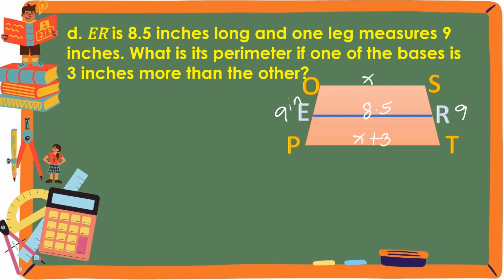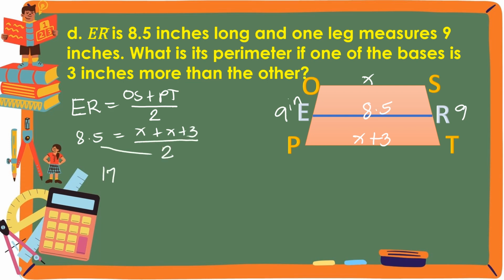So, if we're going to solve this one, hanapin muna natin ulit yung sa formula natin ng ating mid-segment. So, yung ER natin ay equal sa OS plus PT over 2. So, ang ating ER ay 8.5. Ang ating OS ay X. Then, X plus 3 over 2. Times 2 ulit natin. So, magiging 17 ay equal sa X plus X, 2X plus 3. Then, solve natin. Magiging 17 minus 3 ay equal sa 2X. Divide natin both sides by 2. So, this one will be 14 pala. Sorry. So, 14 over 2.